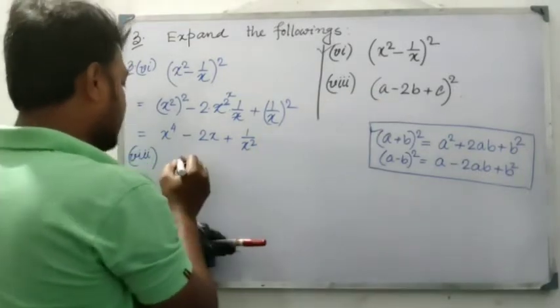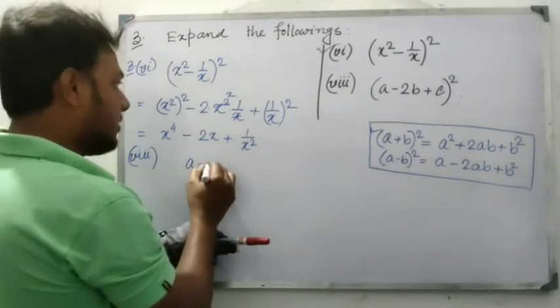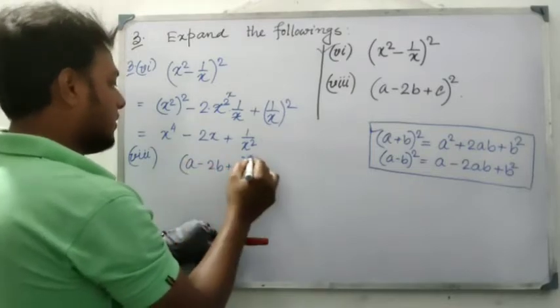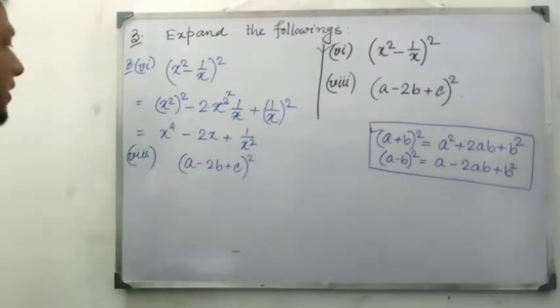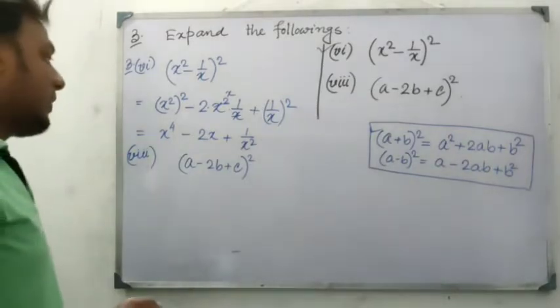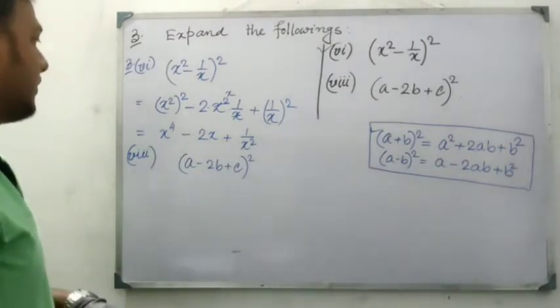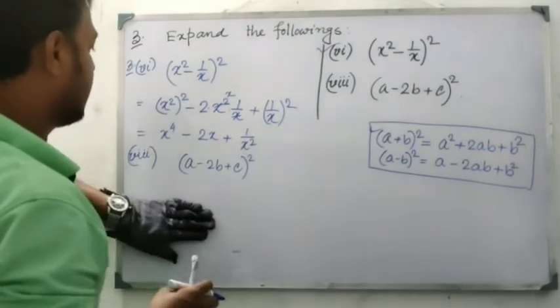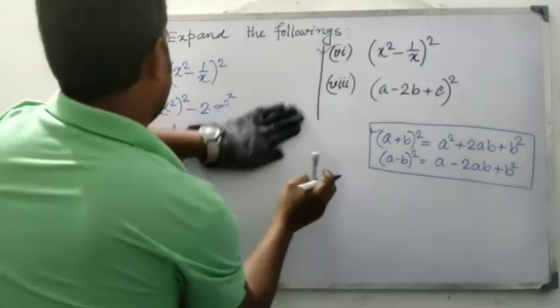Next, this one, 3 is 8. It is (a minus 2b plus c) whole square. So we need the identities here for a minus b plus c. Okay, I am erasing the first one. It will be better. After that I am solving.